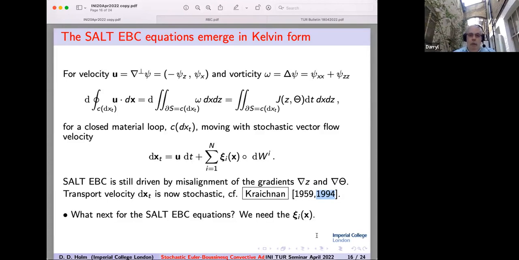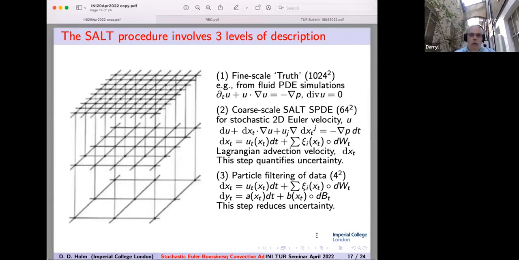Oh boy, yeah. I'm surprised you didn't ask me about those C's. We need the C's in order to close this model. So here's how we get them. Let's call it the SALT procedure. For simulations, you can think of it as involving three levels of description. The top level would be the fine scale truths, the heroic calculation that tells you, for example, for the Euler equations, the result, like I saw those simulations for very high resolution. That's the truth, but it's not affordable all the time.